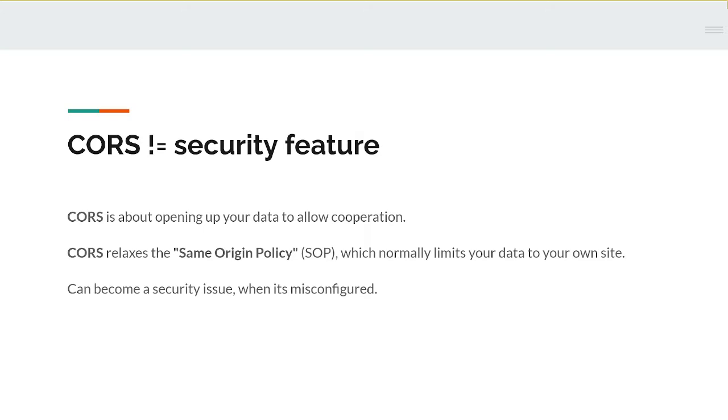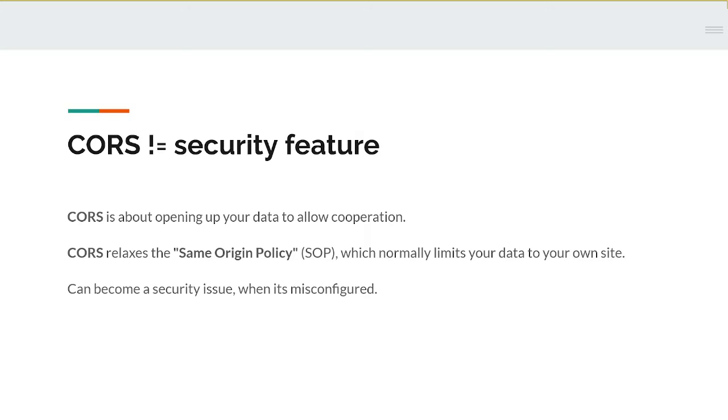Now, CORS, it's not a security feature, right? It's about being friendly with the same origin policy, opening your standards, relaxing your same origin policy, which normally limits your data to your own website, right? No one else is able to view your data if your same origin policy is strict.